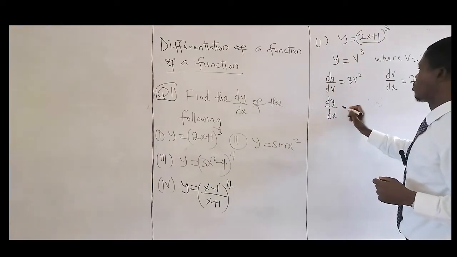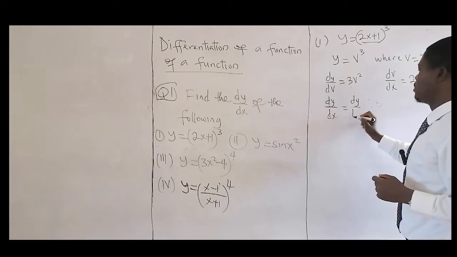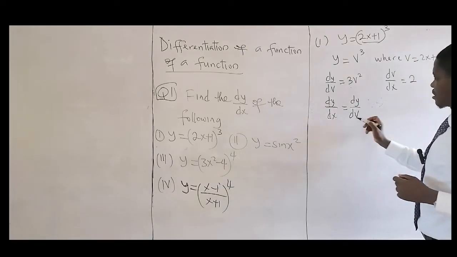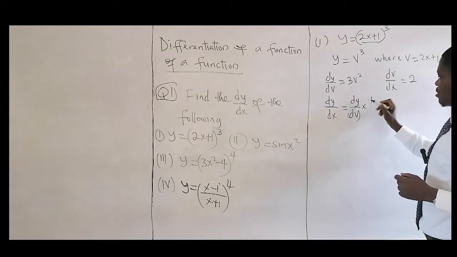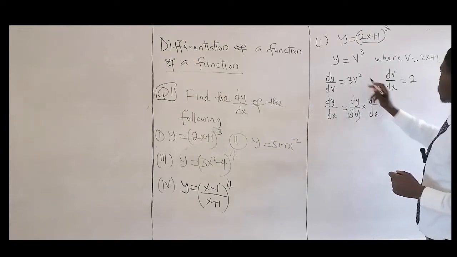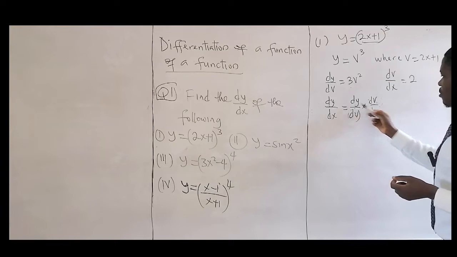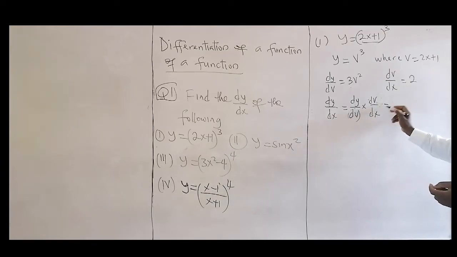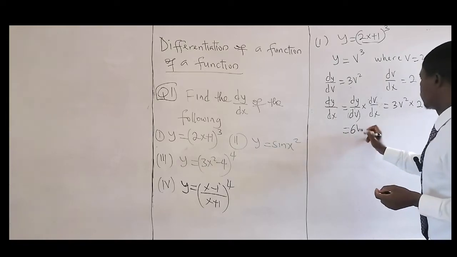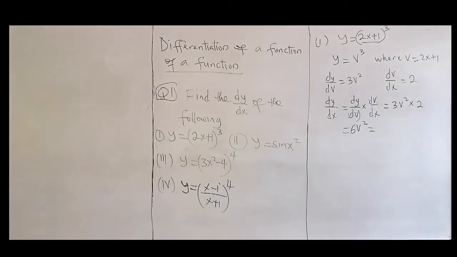So dy/dx will be equal to dy/dv times dv/dx. You multiply those two together, and you realize that by the time you cancel, you get back dy/dx. So that will be equal to 3v squared times 2, which is 6v squared. And then you substitute your v: you return your v, that's 2x + 1, so 6(2x + 1) squared.